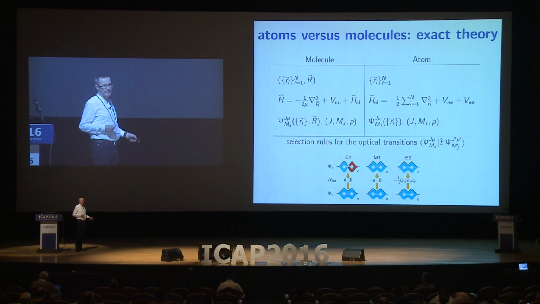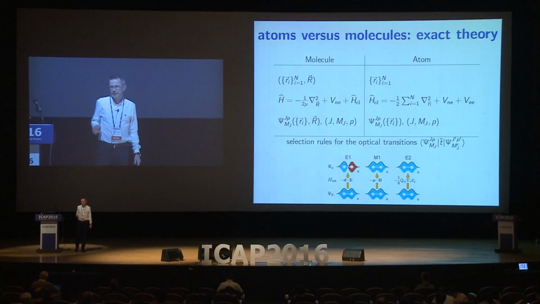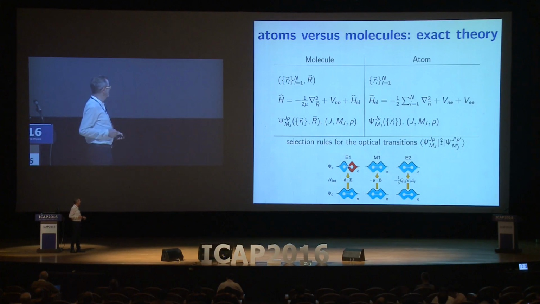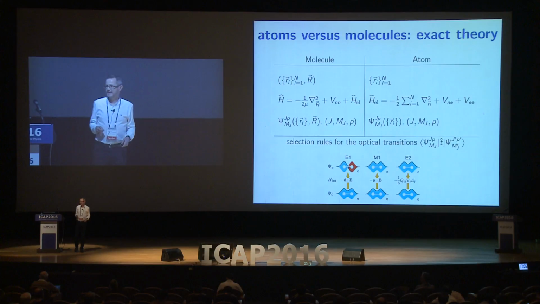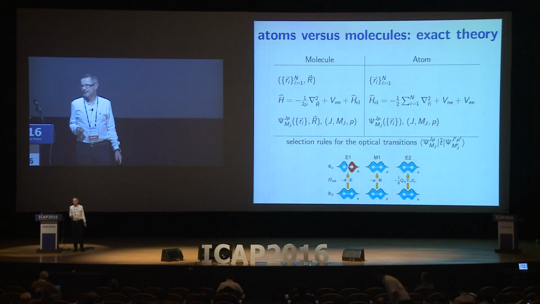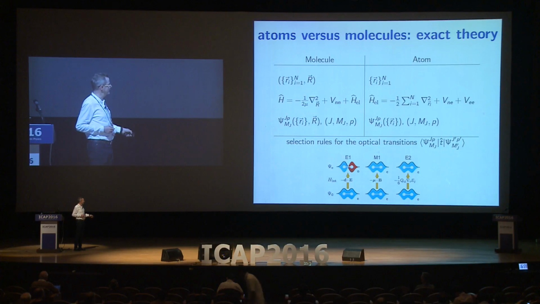If you look at the selection rules for the optical transitions, we take the wave function of the initial state, of the final state, and the transition operator. These selection rules are the same for atoms and for molecules, which means that we have electric dipole transitions which connect even and odd parity states. Then we have magnetic dipole M1, which connects even parity states, and we have E2 electric quadrupole transitions, which also connect even to even.